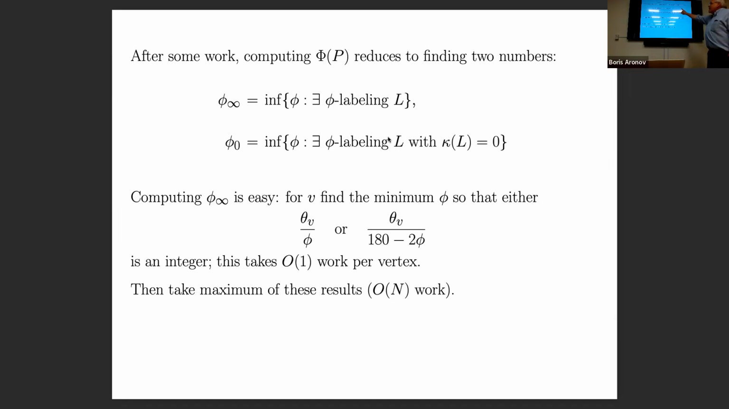Computing the phi infinity, that turns out to be really easy. You basically, for each angle, you just have to compute the minimum and maximum of something, which comes and goes. But that's very simple to do. It's no harder than computing the minimum angle. Computing the phi 0 is what takes the time.